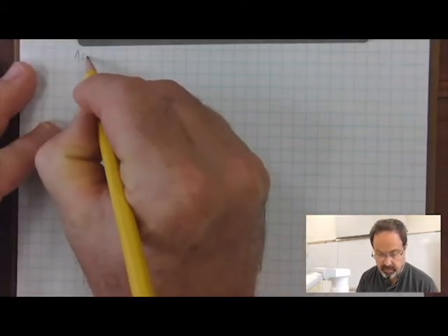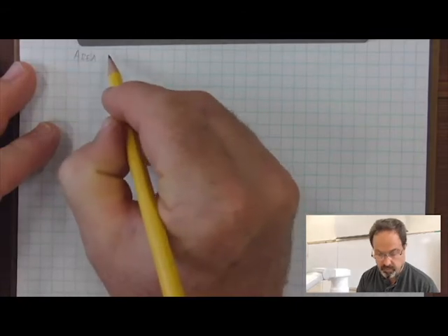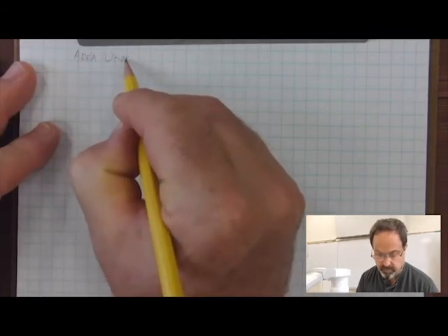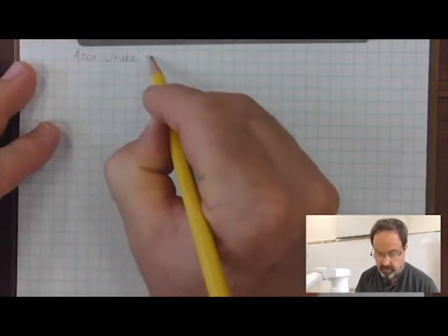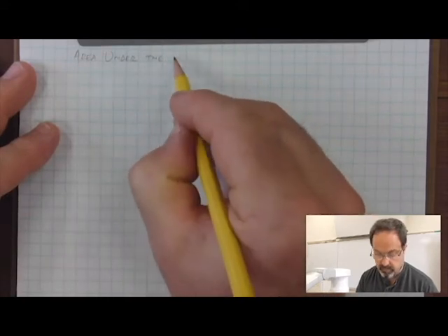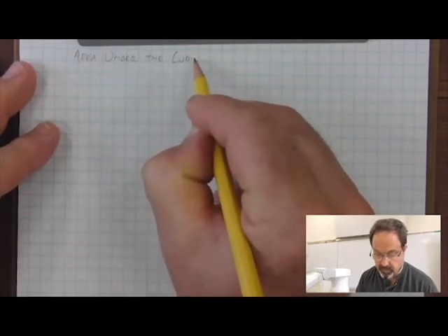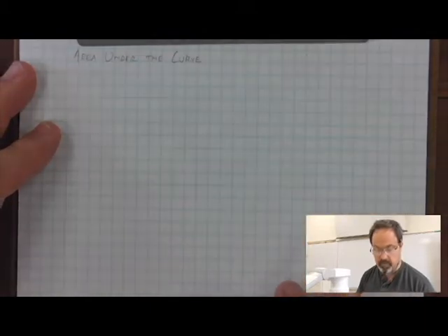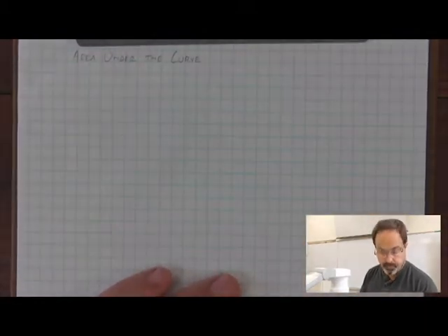Area under the curve is a quintessential project in calculus. And the pre-calculus course introduces the concept. This is a short review.